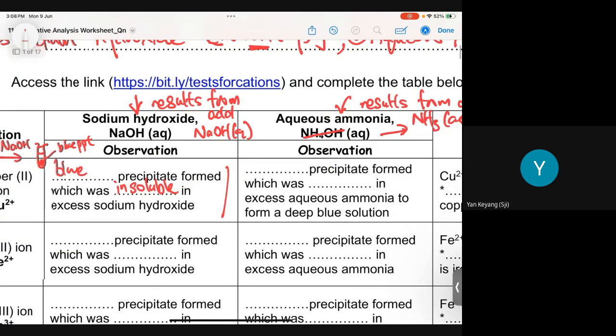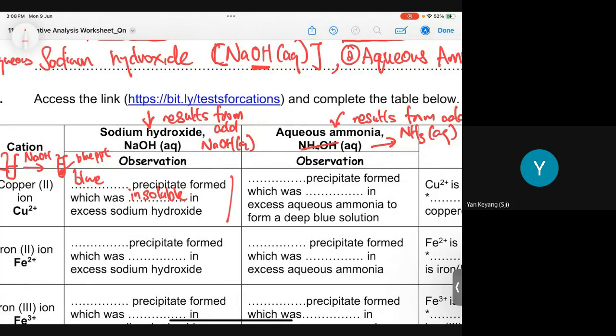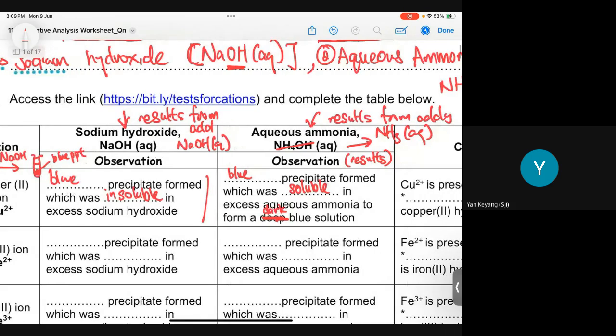Now, for copper 2, what if I add aqueous ammonia? Is there a difference in terms of the observation? Is there a difference in terms of the results? Whenever you look at the observation, actually you're looking at the results. So what exactly is the difference in results? There is a difference. Once again, copper 2 will form this blue precipitate. Now, if you use aqueous ammonia, this is where it gets interesting. The blue precipitate formed is soluble in excess aqueous ammonia to form a dark blue. Instead of deep blue, change the word to dark blue.